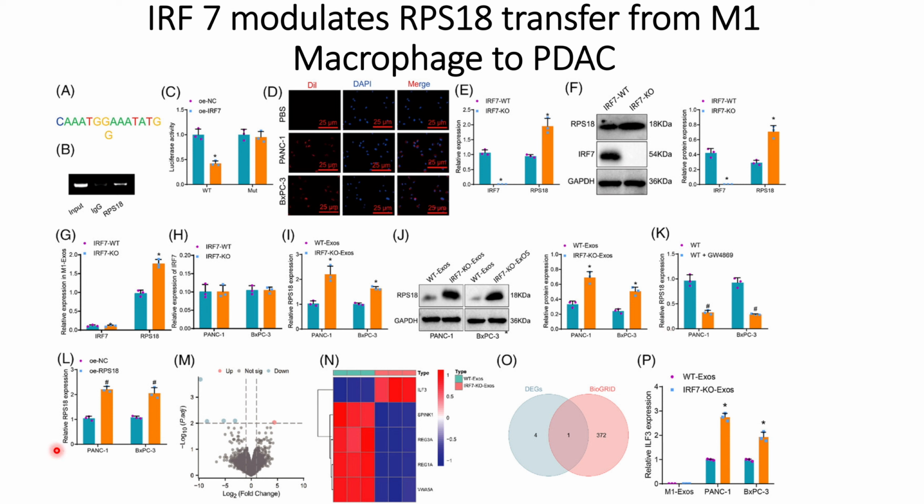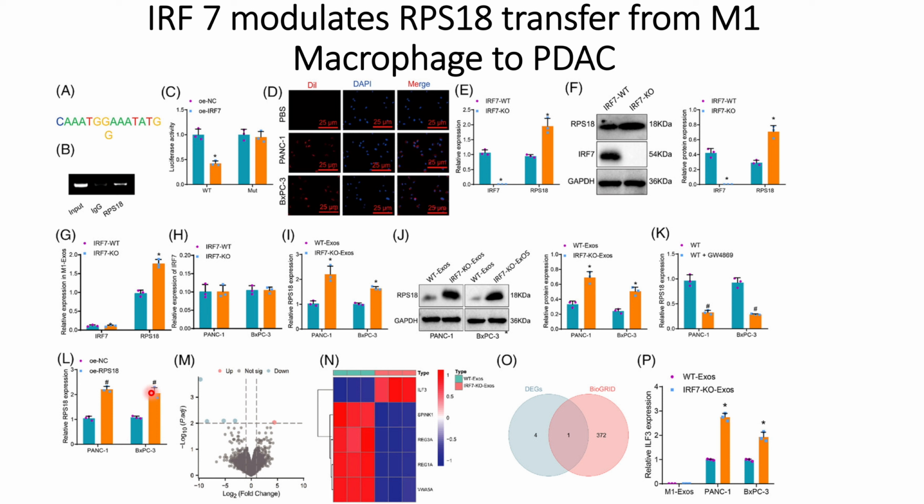Similar kind of results they have observed when they use the overexpression of RPS18 in the macrophages using lentivirus in the M1 macrophages. There they can see that RPS18 transfer increased compared to the normal case where there is no overexpression of RPS18, and similar results are observed for the BXPC3 cells also.